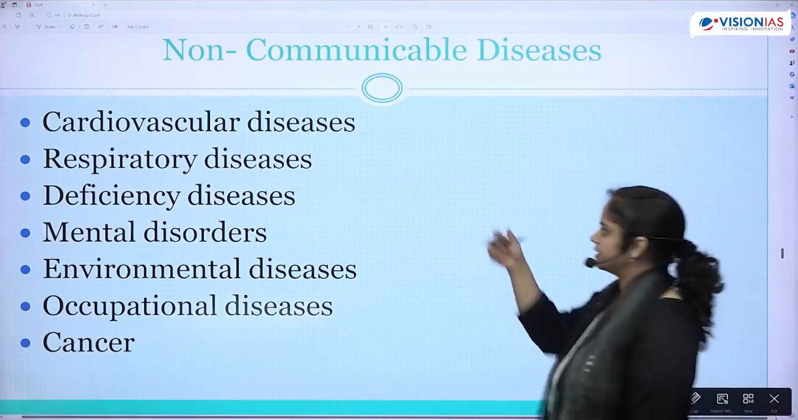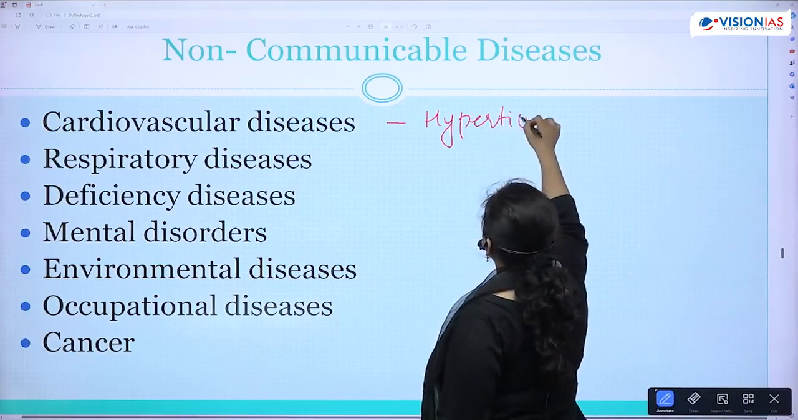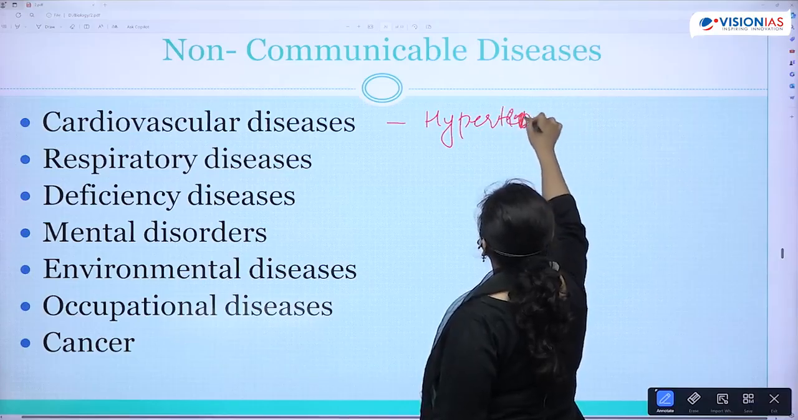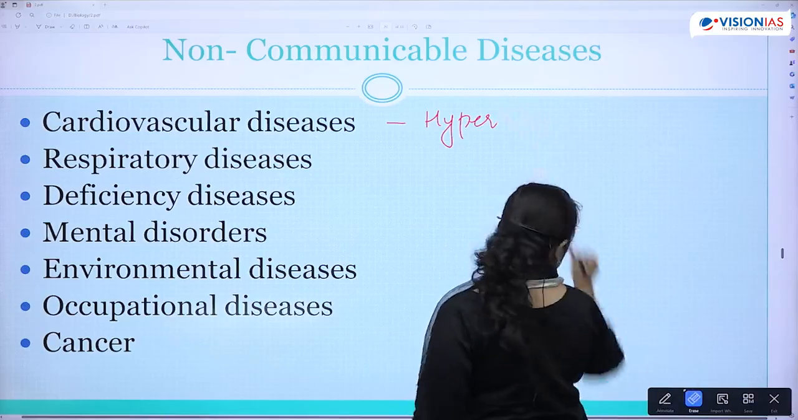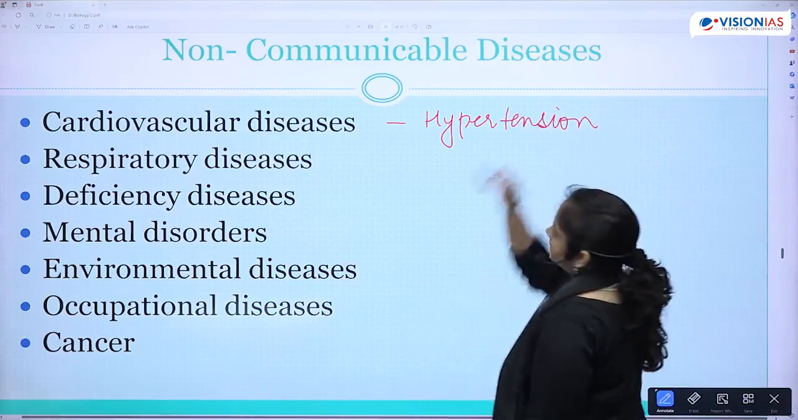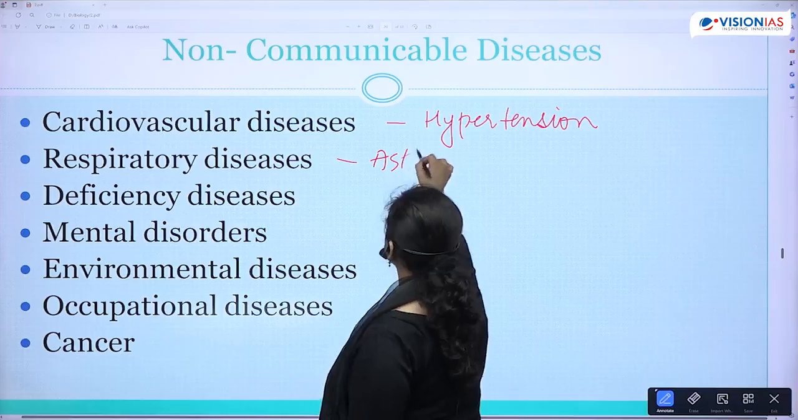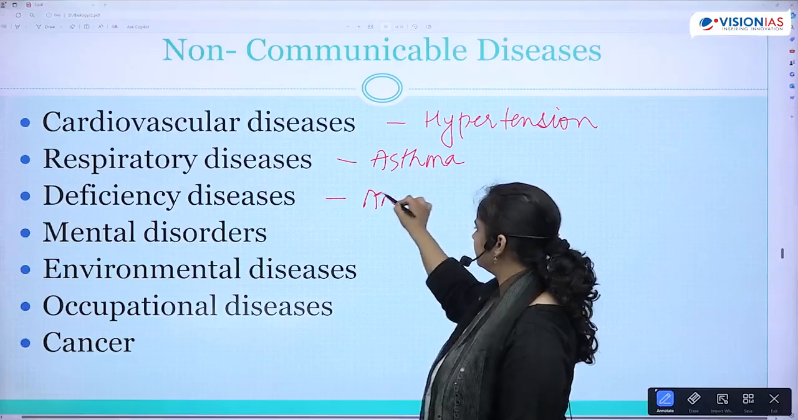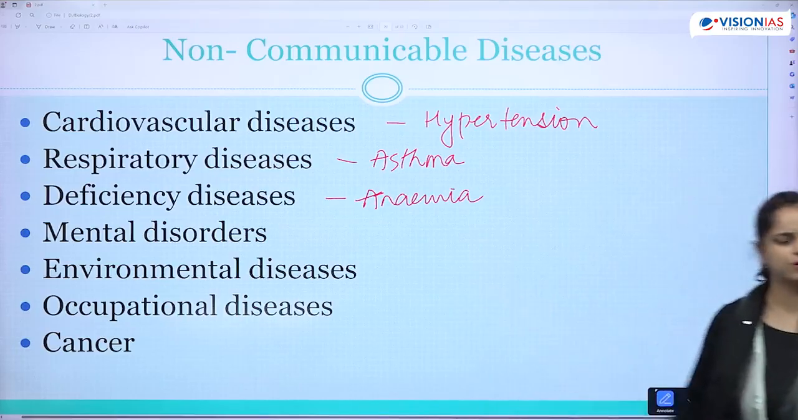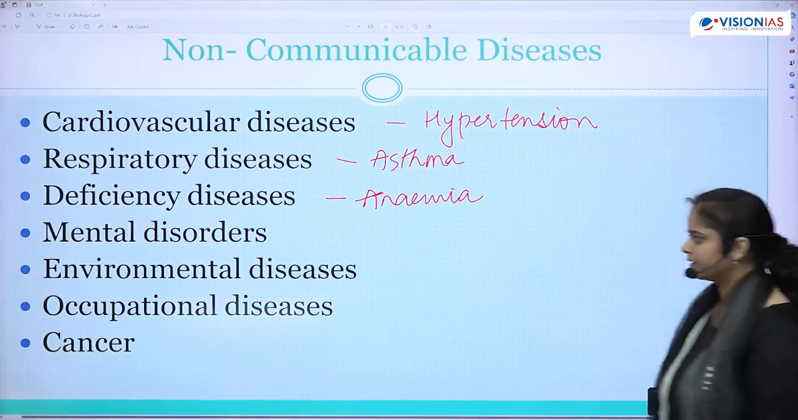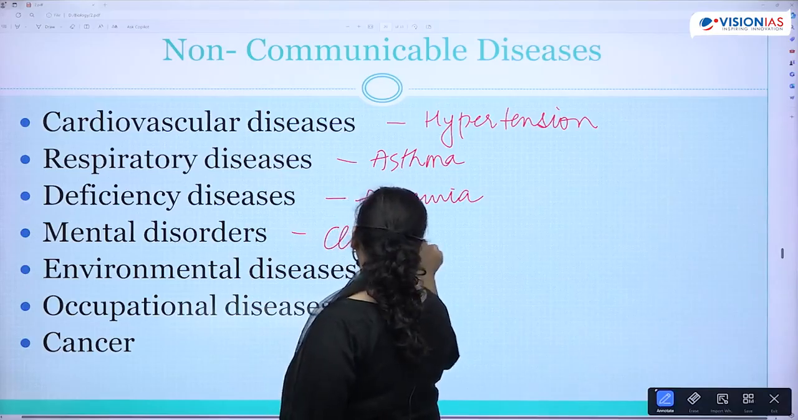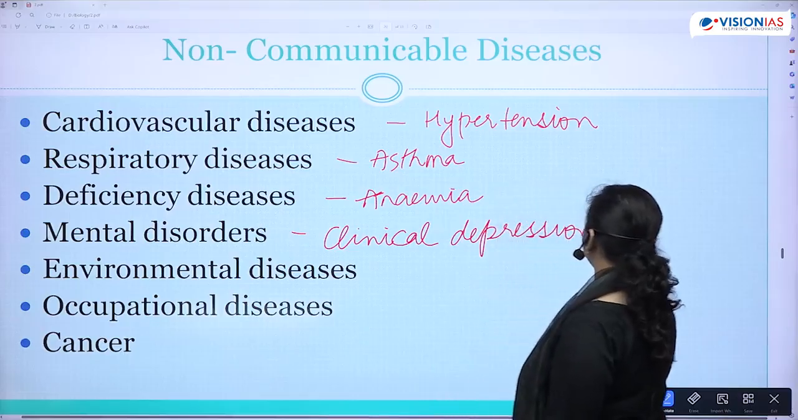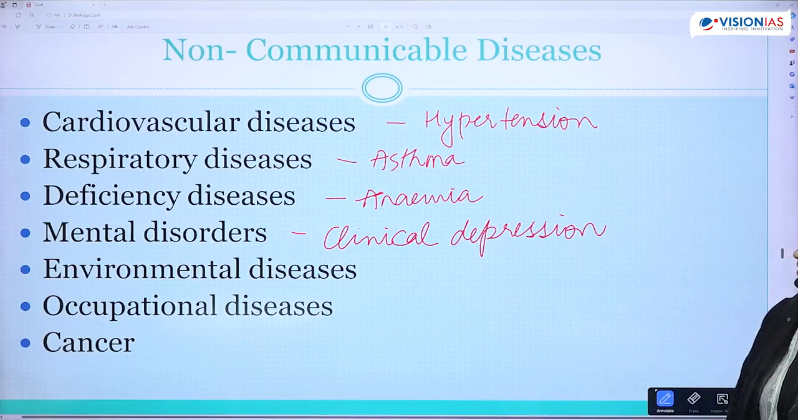Cardiovascular diseases means disease of your heart and blood vessels, like you have hypertension, then you can have respiratory diseases like asthma, deficiency diseases. You have studied a lot of deficiency diseases, so I'll write one. Anemia. These are just a few examples, और बहुत categories हो सकती हैं. We just mentioned a few. Mental disorders like clinical depression. Then you can have diseases from the impact of the environment, mainly the pollution related diseases.